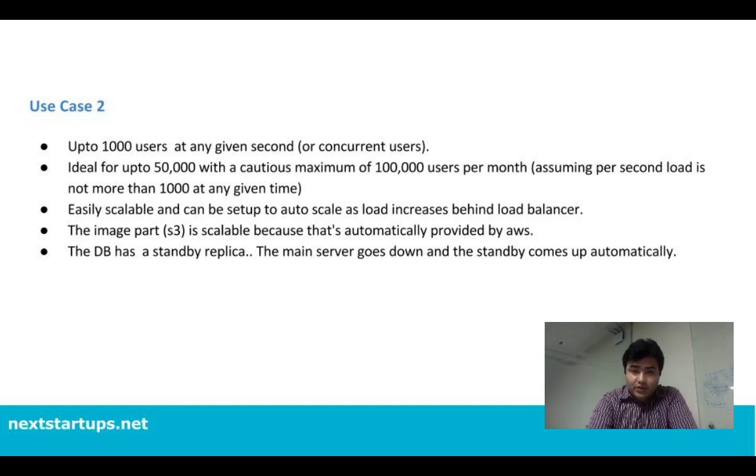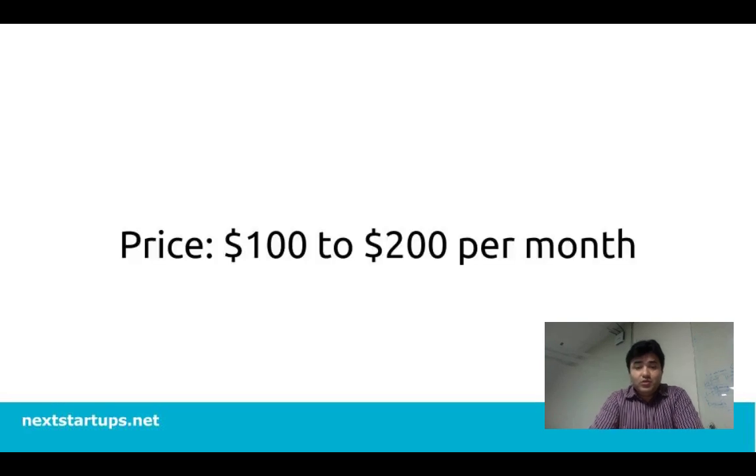So let's look into how many users this can support. This can easily support 1000 concurrent users at any given second. It is also good with anything up to 50,000 users and a cautious maximum of 100,000 users. This is easily scalable and can be set up to auto scale as the load increases behind a load balancer. The image part, S3, is scalable. The DB has a standby replica: if the main server goes down, the standby comes up automatically. You can support SaaS websites or apps with moderate activity, and websites that can easily scale with more load. This again is going to cost you somewhere between $100 to $200 per month. You can see the link of how I came up with this cost in the Amazon AWS cost calculator.